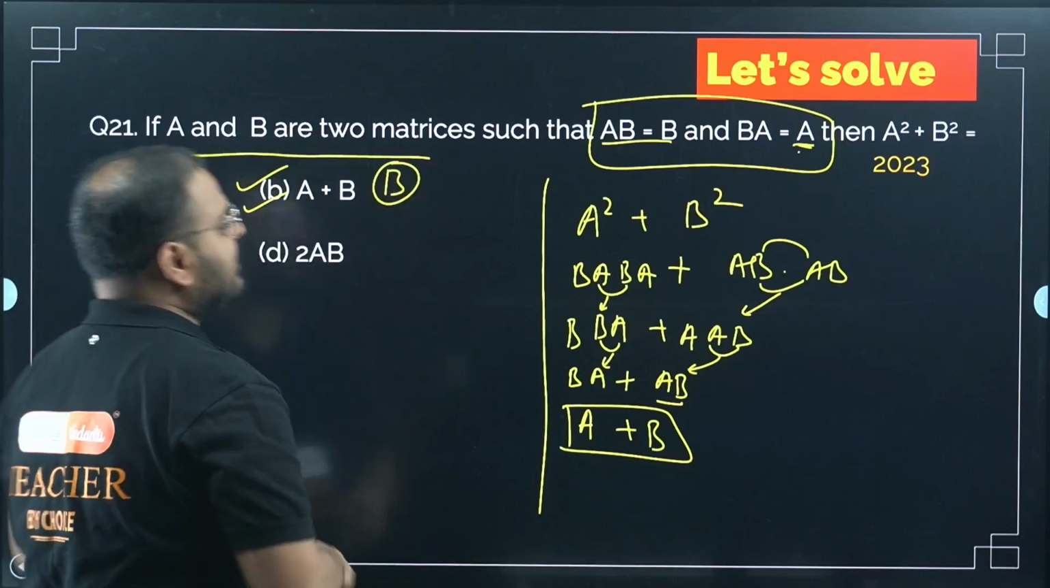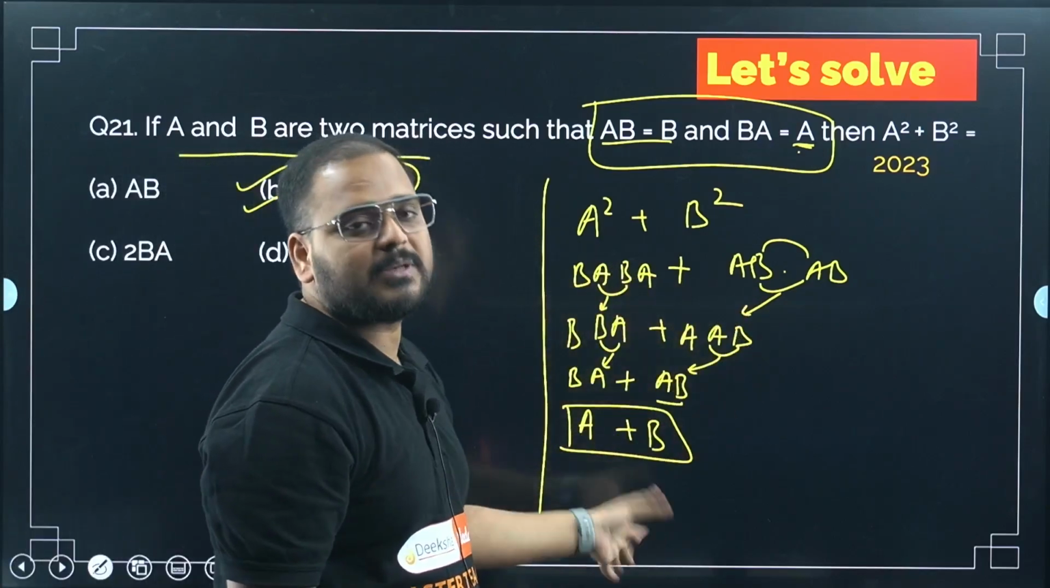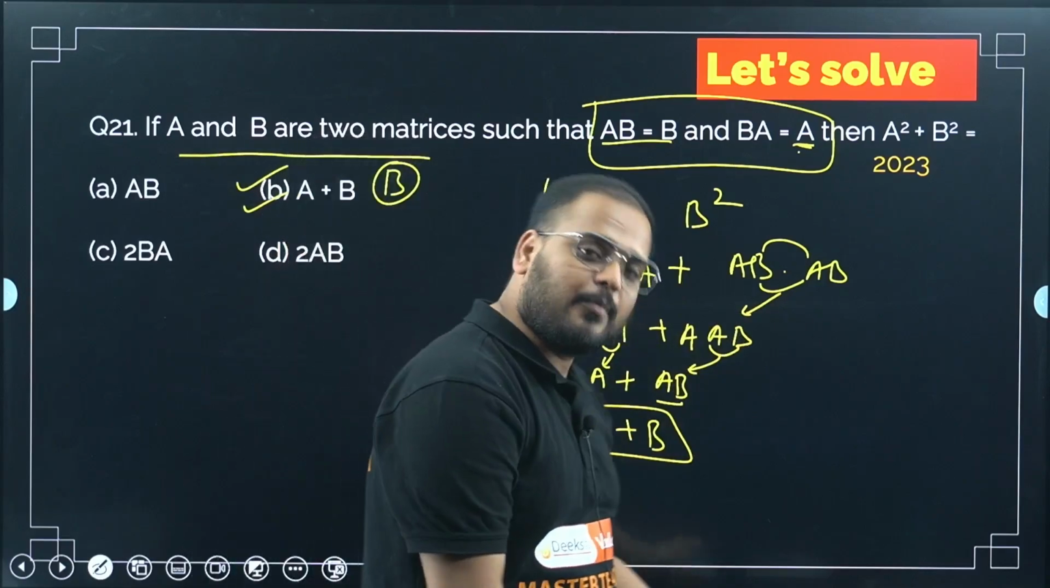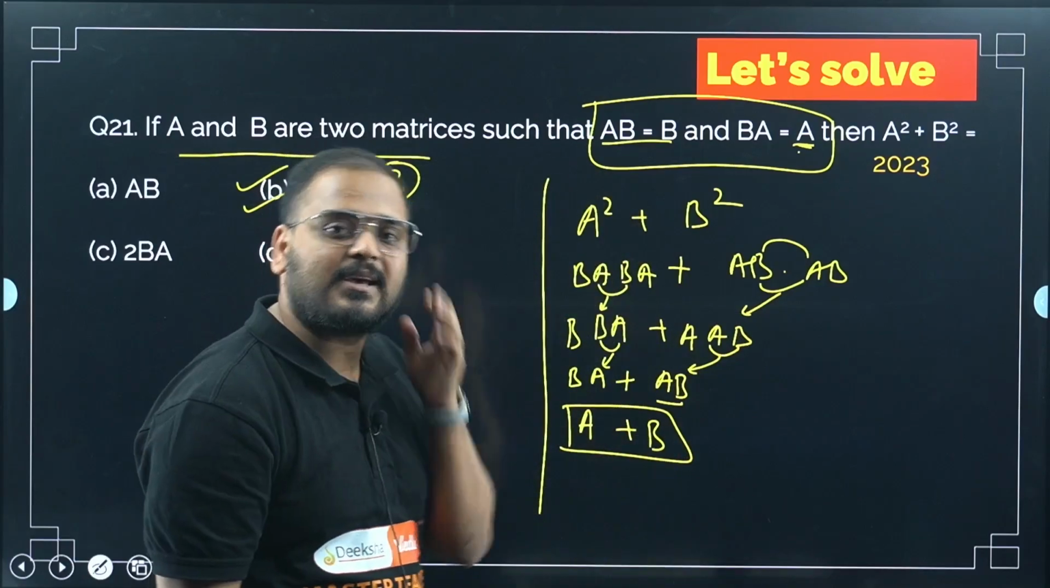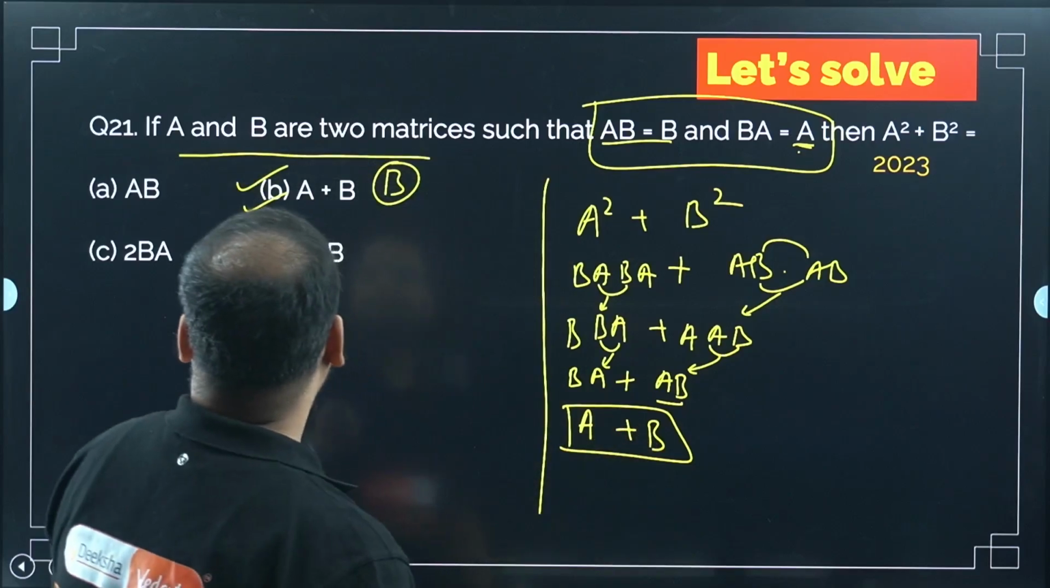If you have a doubt that can I take BA first and log that, you can do in any order that you want. You'll get the answer A plus B or B plus A. You know that matrix addition is commutative in nature. So whether you get A plus B or B plus A, the answer is same, right? So I hope you understand this. So the answer is B, A plus B.